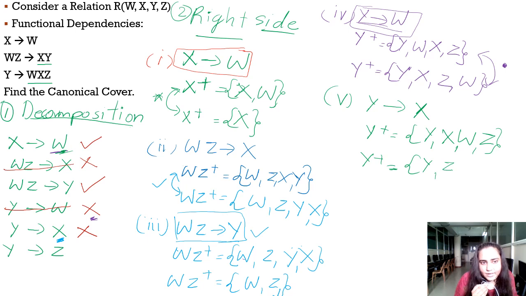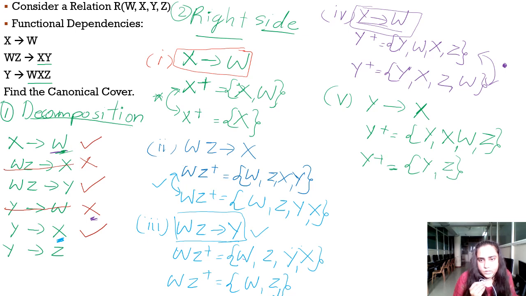Using z, can I add anything to this? No, I cannot. So you can say that this set is over right here. Two attributes are missing, and that's why this dependency right here cannot be removed. So this dependency we have to keep. I will remove the cross mark next to it and put a tick mark, because this is the one that we are going to keep.